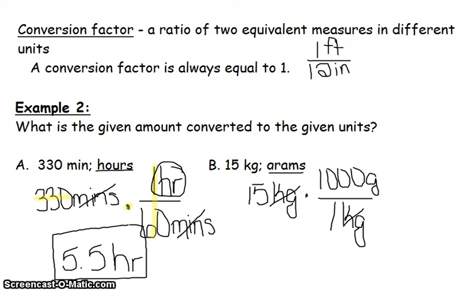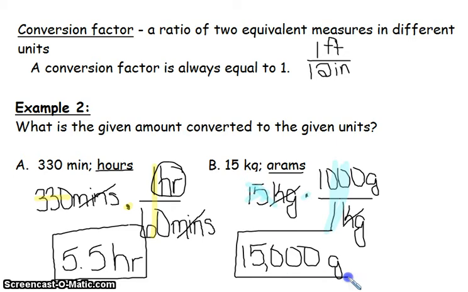So just like we had in the other problem, we've got our 15, and we're going to multiply that by our 1,000 over 1. 1,000 over 1 is just simply 1,000, so we could just multiply 15 times 1,000, and what that's going to leave us with is 15,000 grams. So 15 kilograms is the same thing as 15,000 grams.